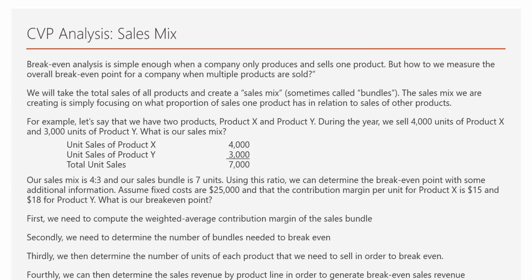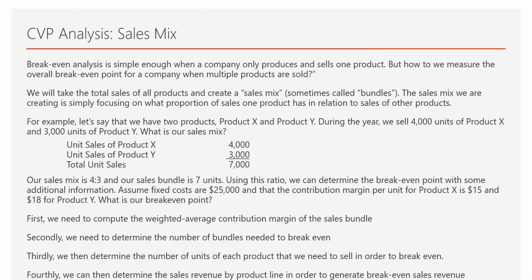The first step is we're going to need to compute the weighted average contribution margin of the sales bundle. Secondly, we need to determine the number of bundles needed to break even, the number that we talked about before. Thirdly, we need to determine the number of units of each product that we need to sell in order to break even. And then from there, we can determine the sales revenue by product line in order to generate break-even sales revenue for a total of product X and product Y.